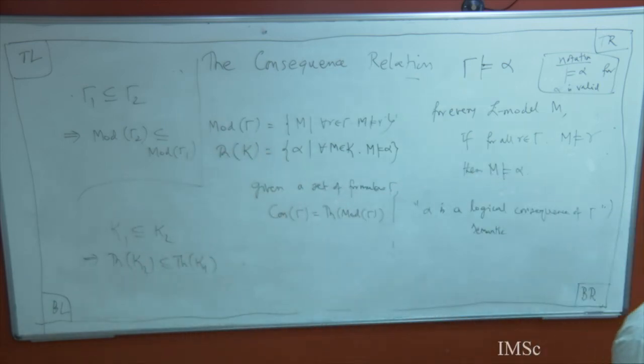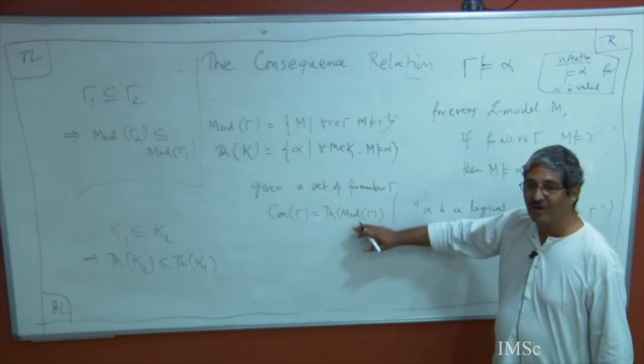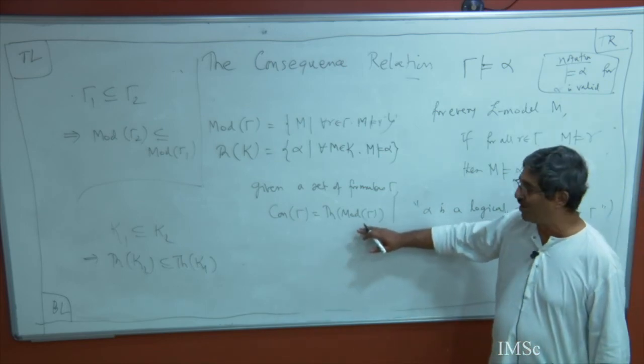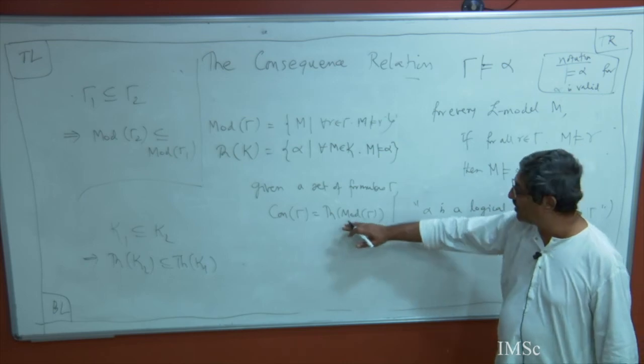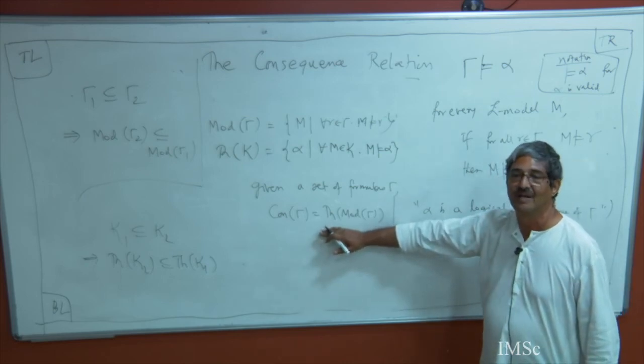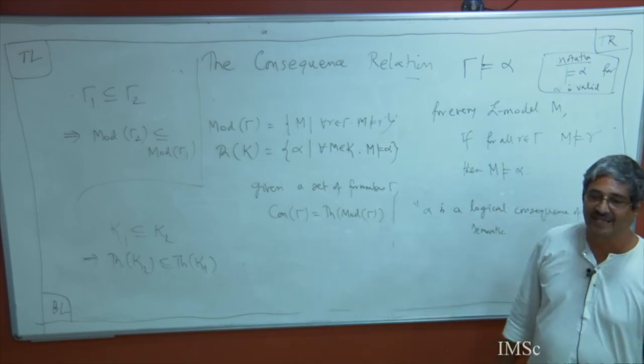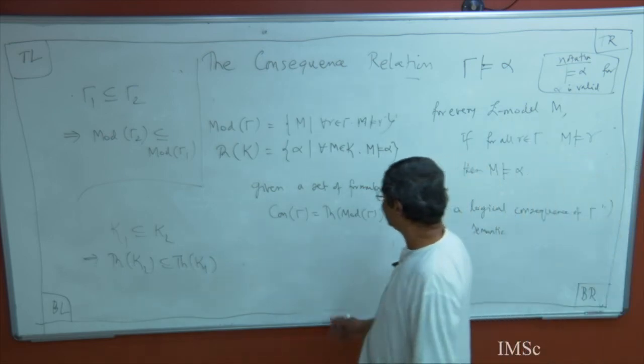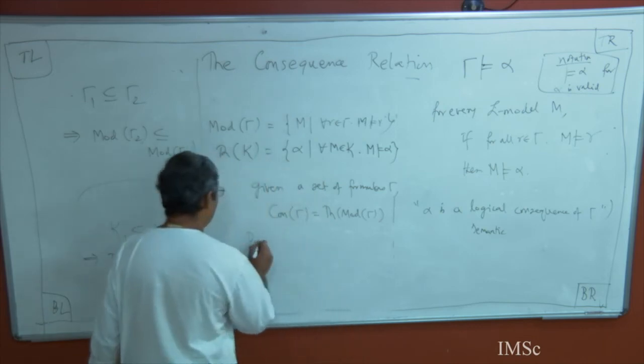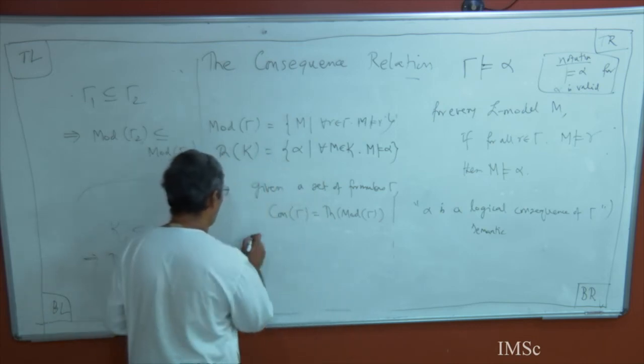The composition of the two. You take gamma, look at all models that make all of these true, and look at all sentences that are true over all these models. That's what the composition will be. And it's a very easy observation to see.